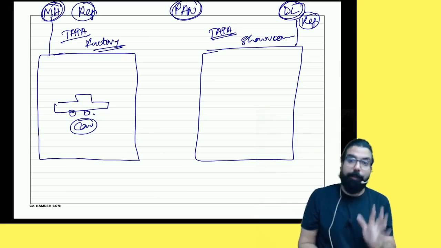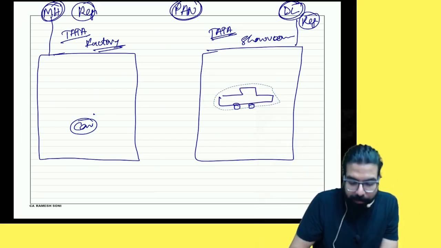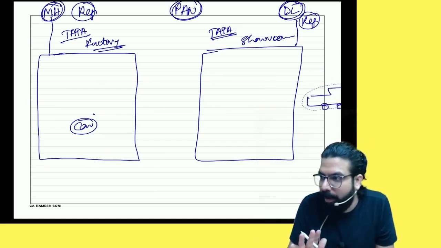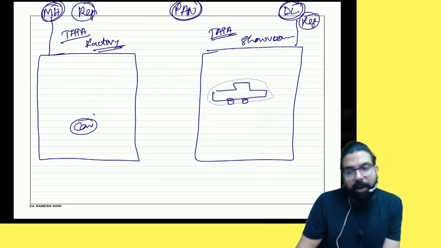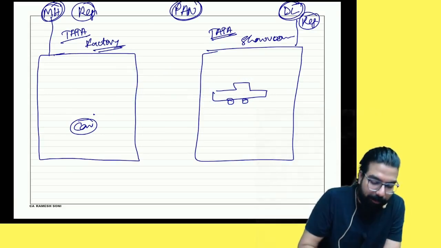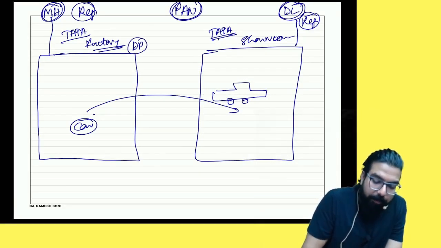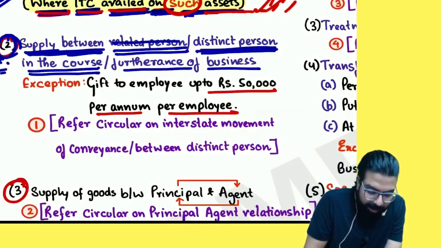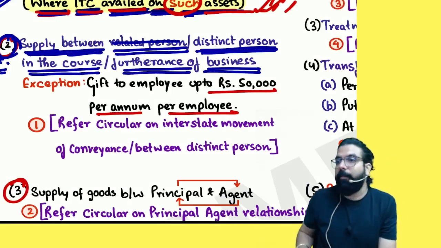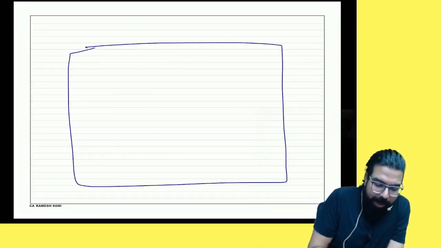My question over here, supposing they make cars in the factory and then they take the car to the showroom so that it can be supplied further to the customer. Do you agree with me? When the car is transferred from here to here, will it be a supply or not a supply? Why supply? Because first of all, both of them are distinct persons and it will be called what, everyone? Supply between distinct persons in the course or furtherance of business. Is my point clear to all? Clear? Now, sometimes it can also happen that supposing I am in the state of Karnataka.